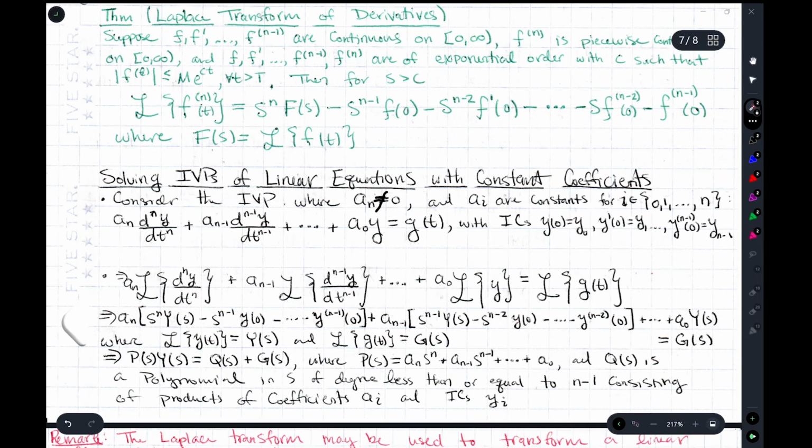Then apply the Laplace transform on both sides of the equation. And by linearity, you get this over here. And now what could you do? Well, we have a formula for the nth derivative, so we could plug the nth derivative there. We have a formula for the n minus 1 derivative there, and all the way down to this, which is a naught Y(s), because the Laplace transform of y(t) we call capital Y(s), and G(s) is the Laplace transform of g(t).